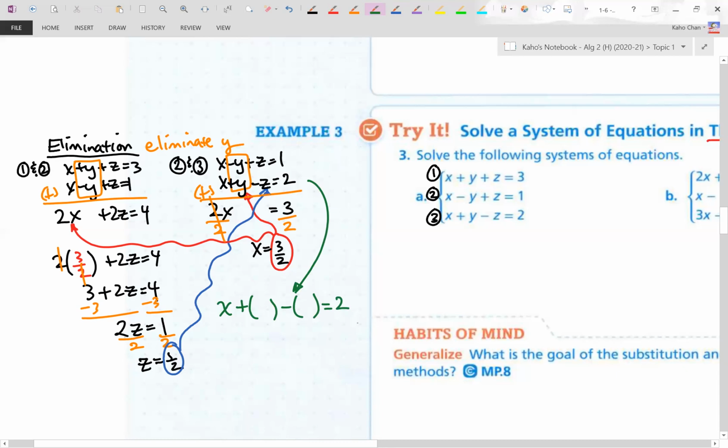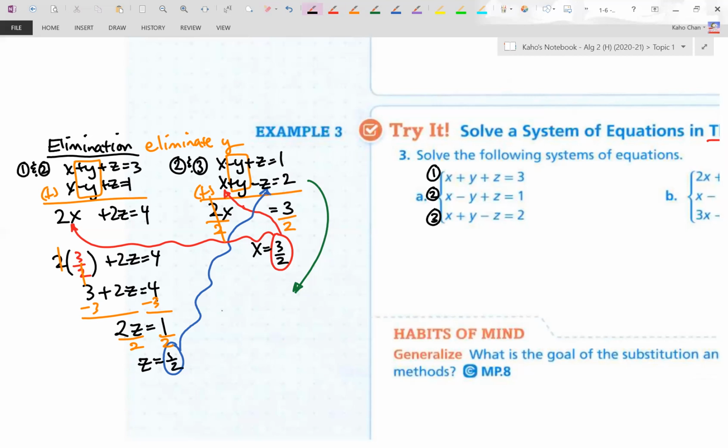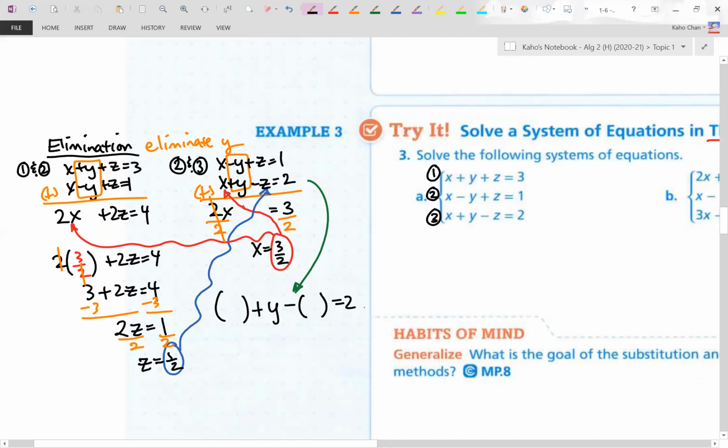Did I put down x on accident? I'm sorry. Little mistake. I meant for the x to go in the other spot right there. Ha ha. x plus y minus z equals 2. Sometimes you want to catch yourself making errors. It happens. Even the best of them make mistakes.